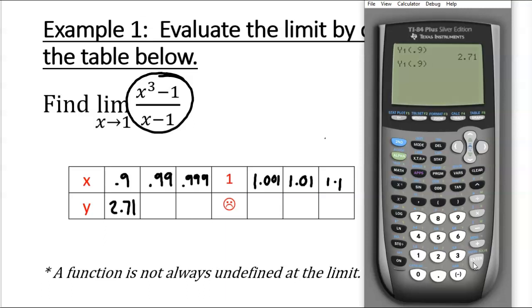And now what I can do is I can just back up a little bit and type in my new number. So I want to type in 0.99 instead. So now I'm going to back up and put 0.99. And that way I don't have to push vars and go over and all that good stuff again. I can just recall what I had, and it's a little bit faster. Enter. So now I get 2.97.